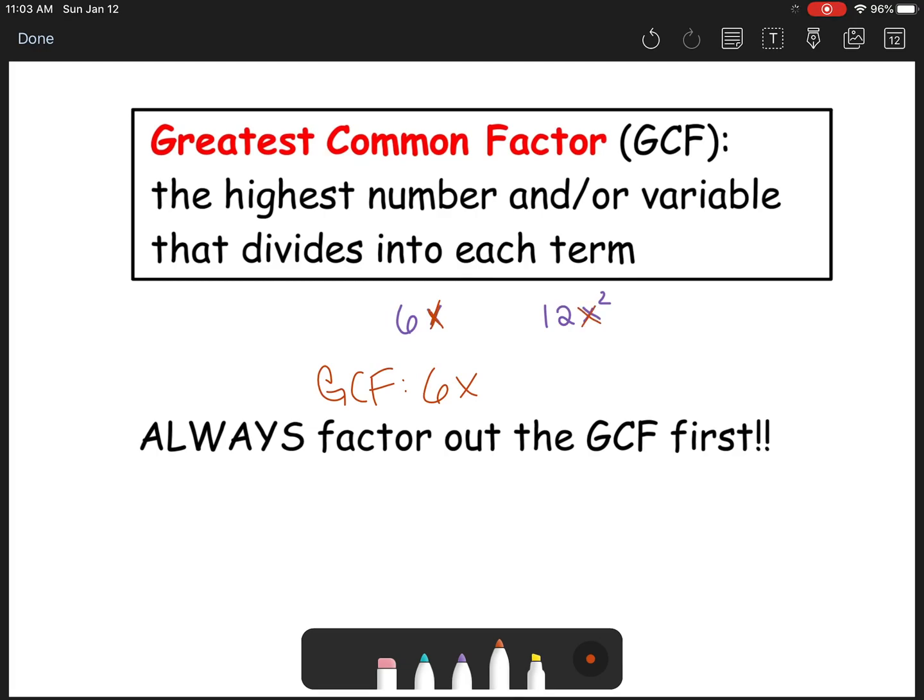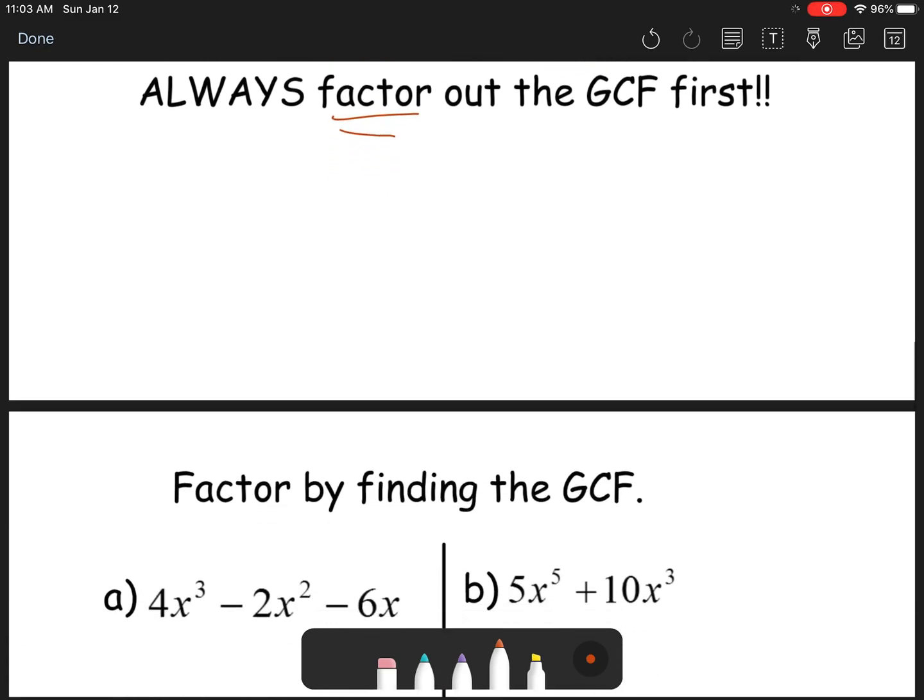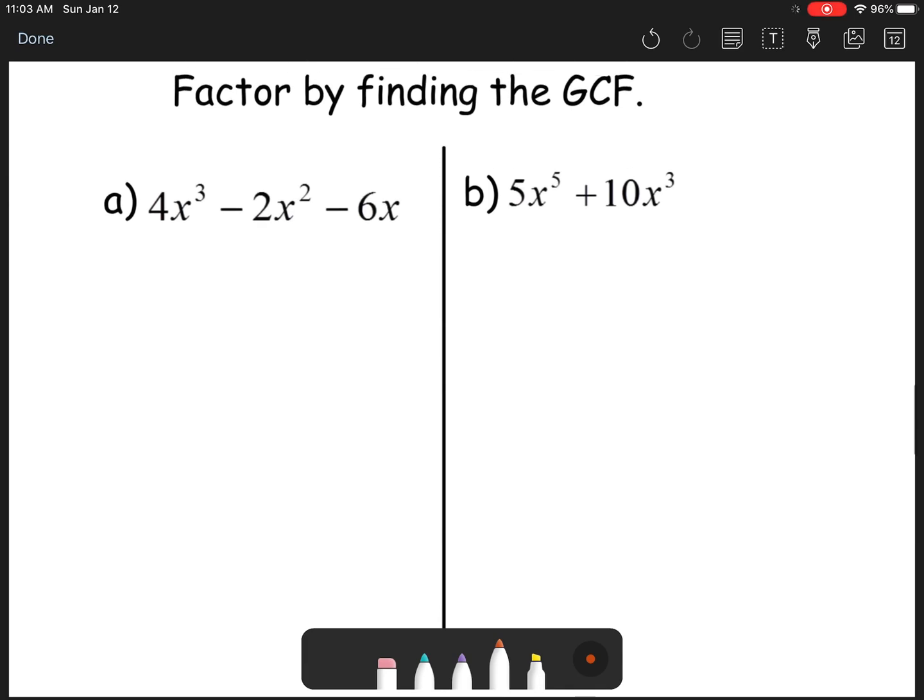And then essentially when we are factoring out the greatest common factor, we have to do that first. And once we've done that, we basically divide it out of our problem. So let's look at a couple of examples. So again, we want to factor by finding that greatest common factor. So looking at letter A, we have 4 times x cubed minus 2x squared minus 6x.